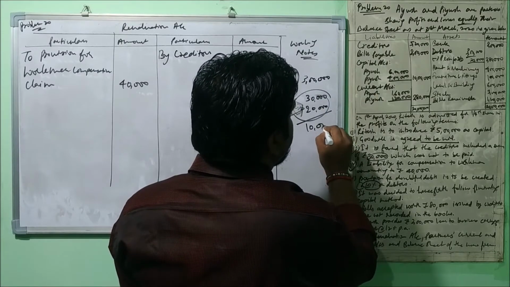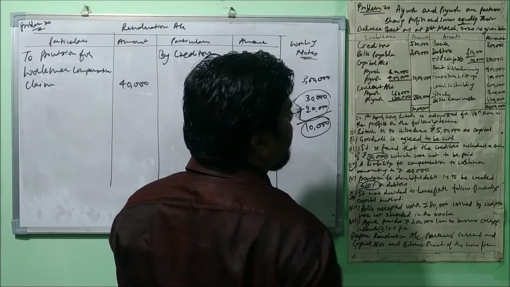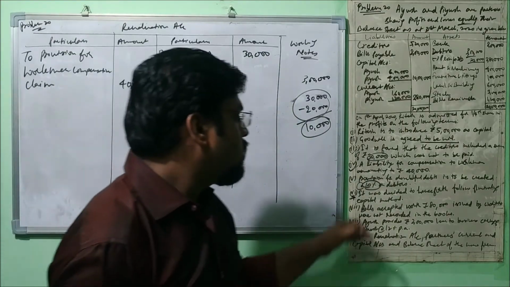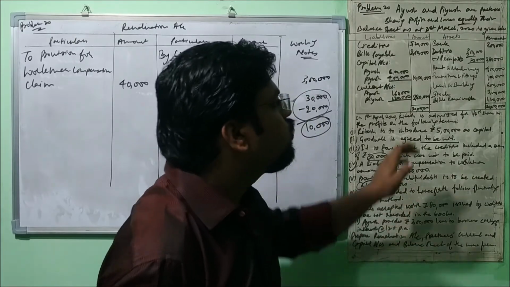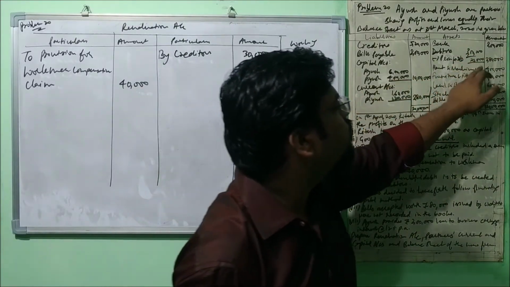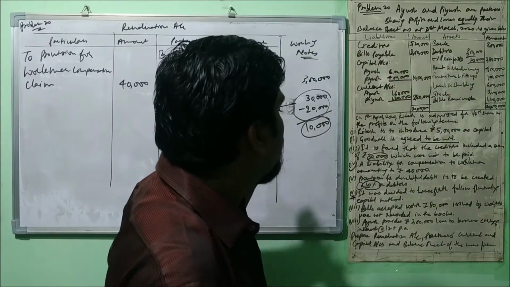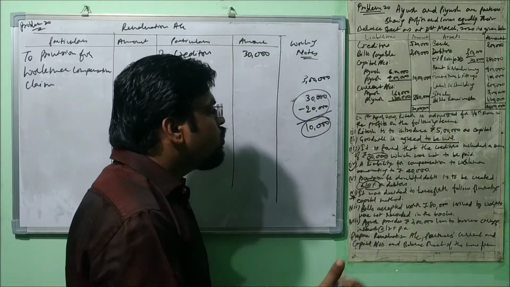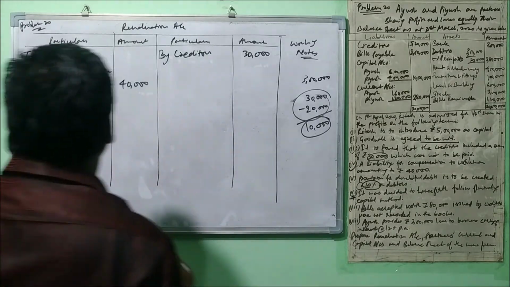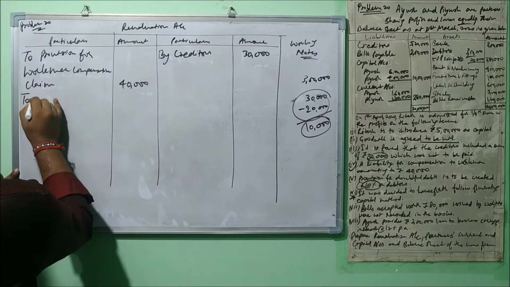So we need to create the provision only for 10,000. Understood the point? We need to keep the provision at 10% of debtors. Debtors are of 3 lakh, so 10% of debtors is 30,000. Already we have a provision of 20,000. Then how much amount do we need to create the provision for? That is 10,000. Okay. So whenever the provision is created, the entry is mentioned this side.